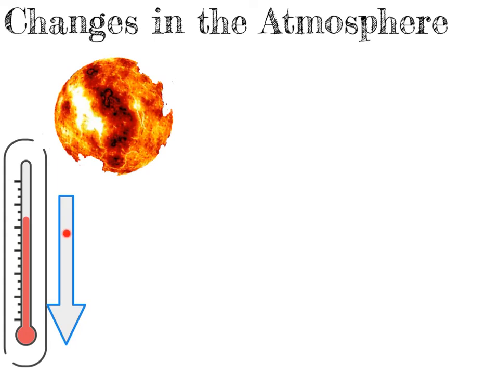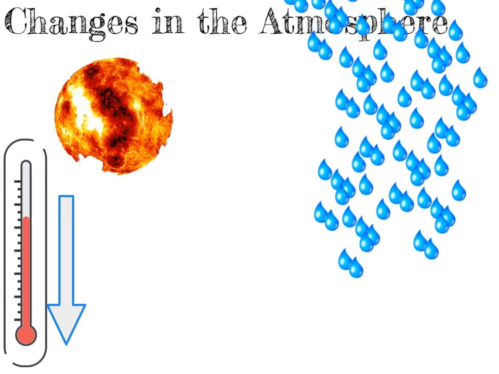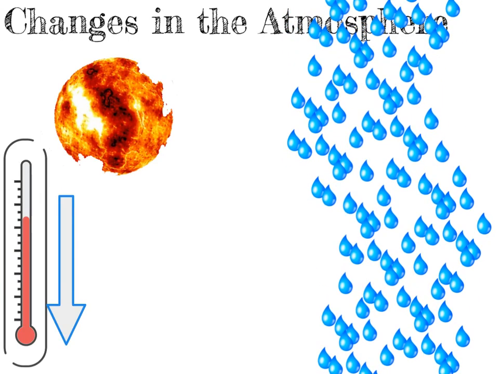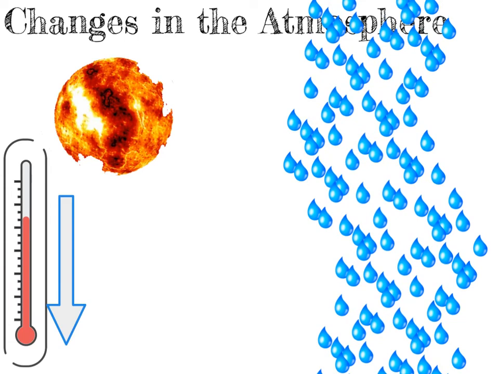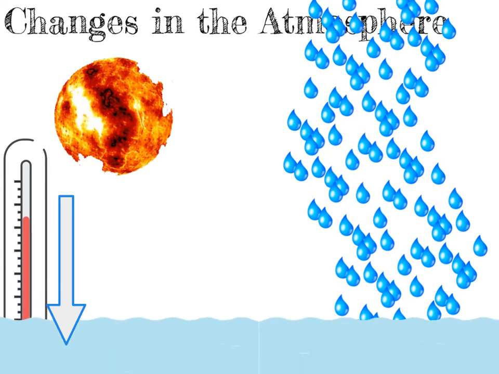As the Earth's temperature continued to cool, when the water vapour reached a temperature below 100 degrees, the water vapour could cool and condense and turn into liquid water. And that meant that the liquid water in the atmosphere fell to the Earth as rain. So it rained a lot, loads and loads and loads. So much so that it formed the oceans.